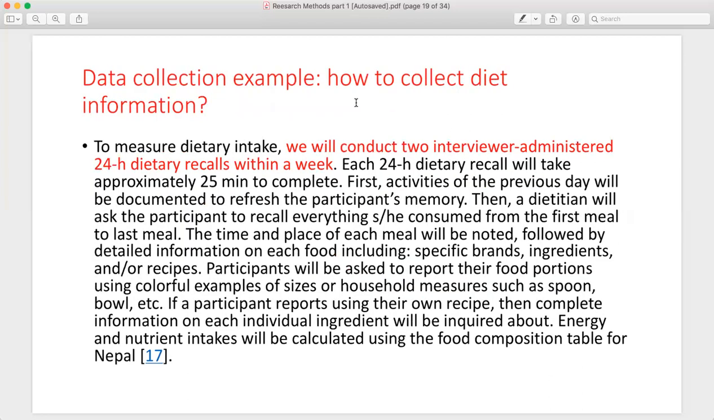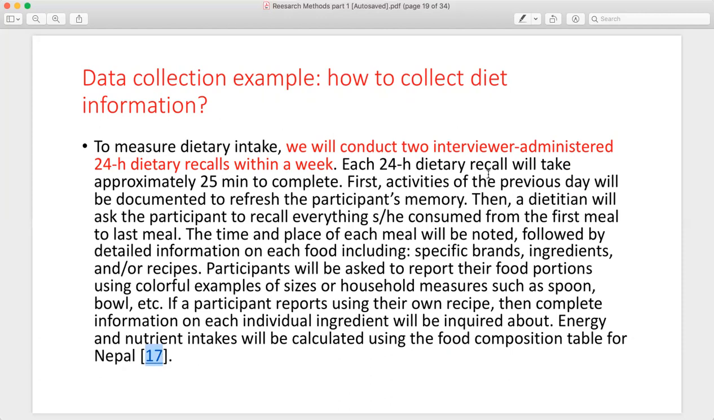Another example is collecting the diet information. A 24-hour dietary recall is a very, very specific method to collect the dietary data. So we gave very detailed information about that, and here is the reference for that, reference number 17, the reference of the article that outlines how exactly we should measure the 24-hour dietary recall.